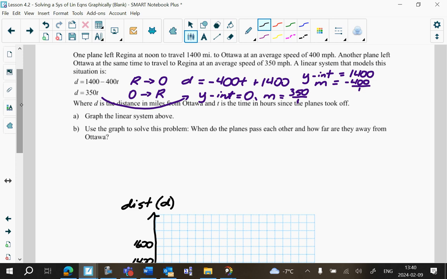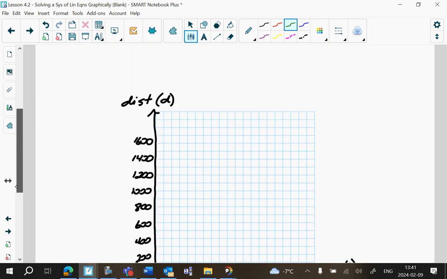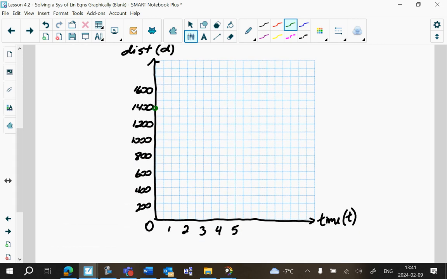And I'm going to graph this red. No, sorry, I'm not going to graph that red. I'm going to graph this green and this blue. And then I'm going to circle the intersection in red. What's the y-intercept of this? 1,400. So for the green one, on the y-axis, it's here.